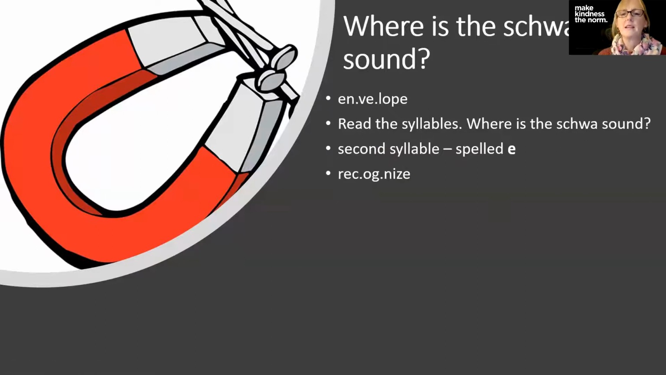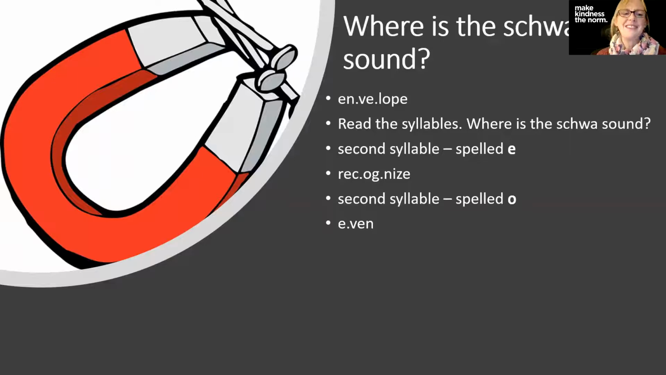Recognize, recognize. Where do you hear it? Recognize. Hear very clear E in the first syllable, very clear long I in the third syllable. Second syllable, we can hear it. Recognize. It's like saying, my stomach hurts. It's a little bit what a schwa does, and it's spelled, of course, with an O.